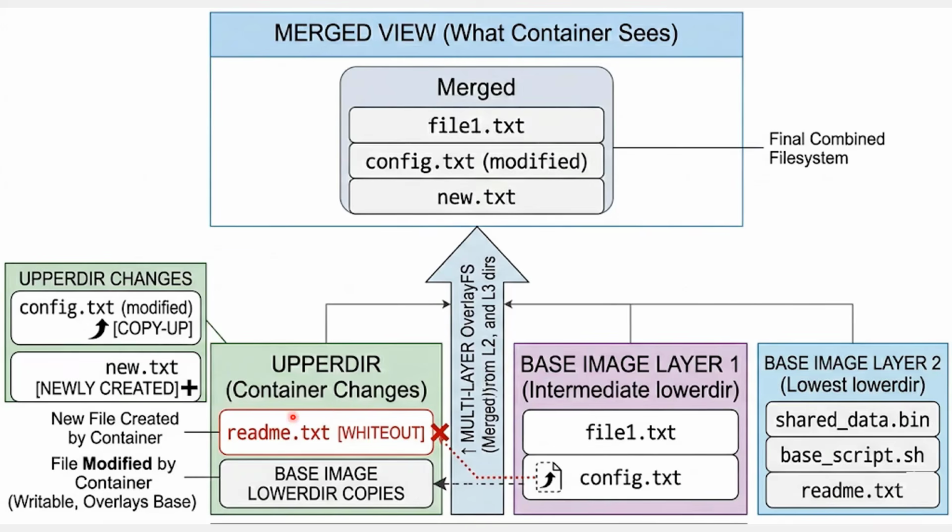And if you see, there is one more deleted file, that is readme.txt. That is a whiteout file. Actually, it is not deleted, it's just hidden using the whiteout marker. So the upper directory only contains the changes.